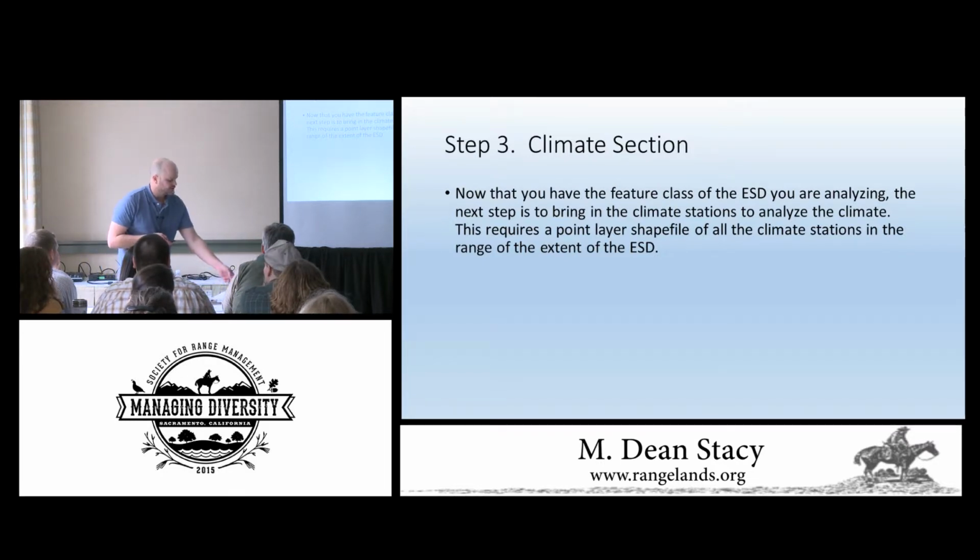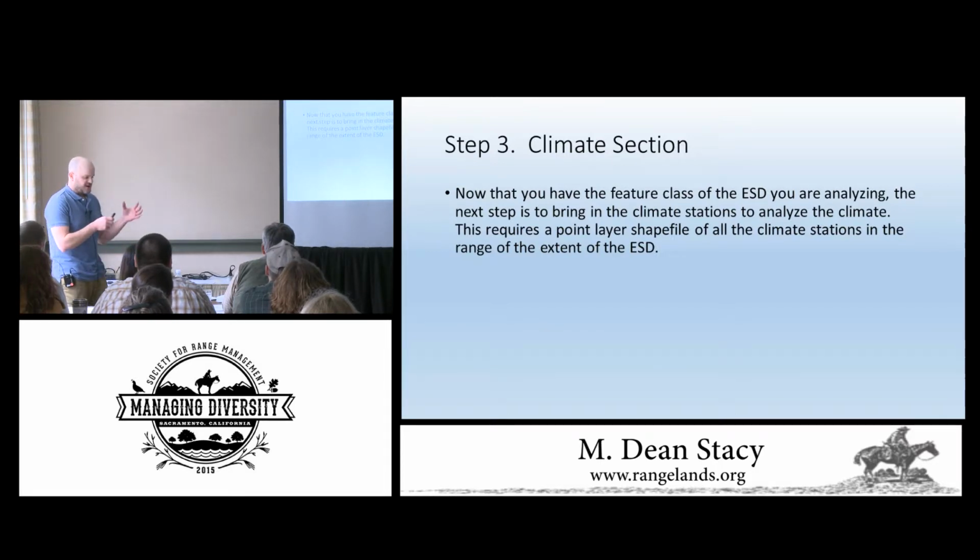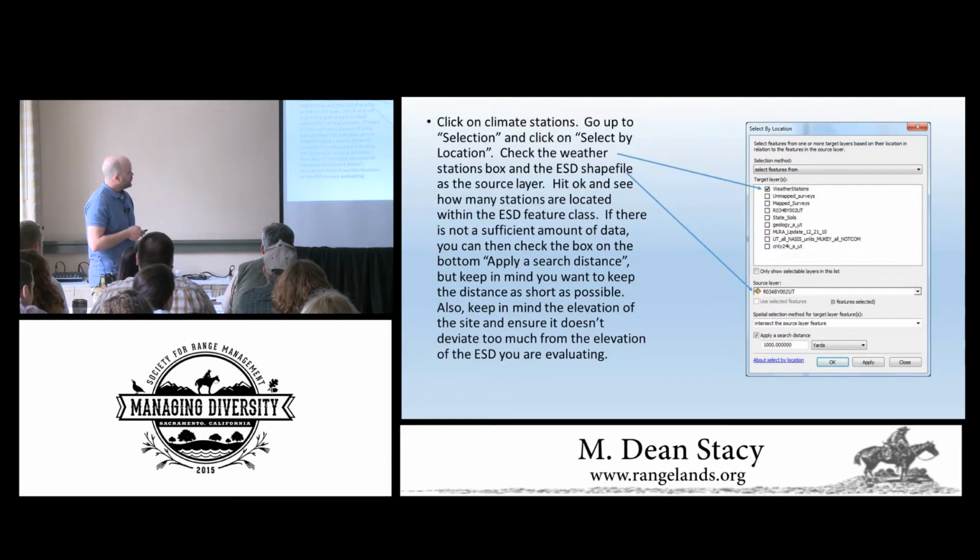First step you want to do is, if your state has, and I'm assuming everybody does, a shapefile of the location of every weather station within your state, you want to bring that into your ArcMap project and have it overlay your feature classes. Once you have brought those in, you go up to the top of ArcMap and hit the selection, and you want to select by location.